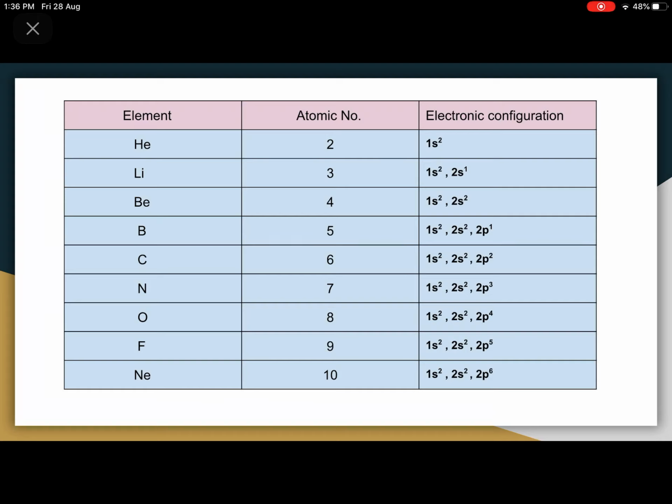As you can see, the helium atom has atomic number 2 and the electronic configuration 1s2. So the element helium doesn't have an unpaired electron. But in neon, atomic number 10 and its electronic configuration is 1s2, 2s2, 2p6. So this element also doesn't have an unpaired electron, so it will exist as a gas.